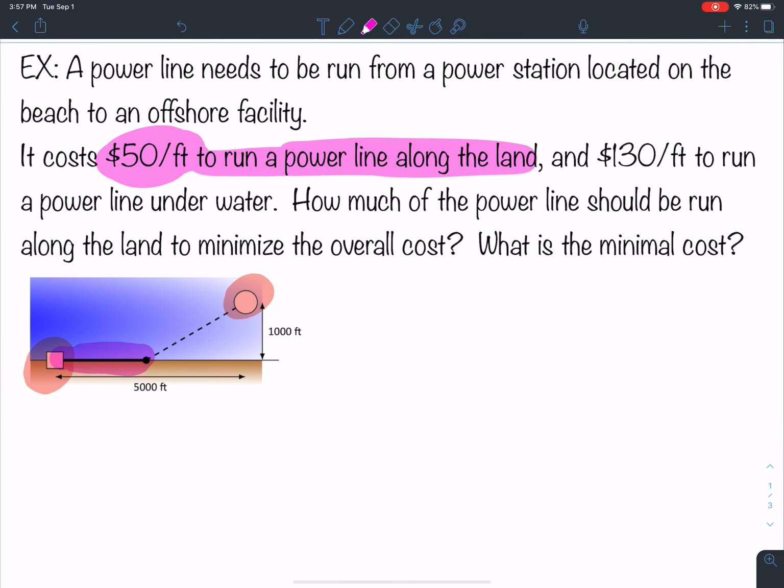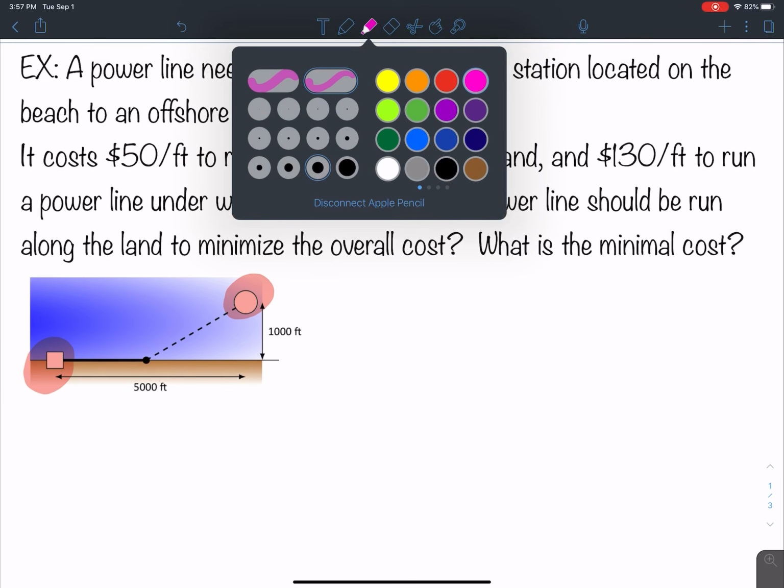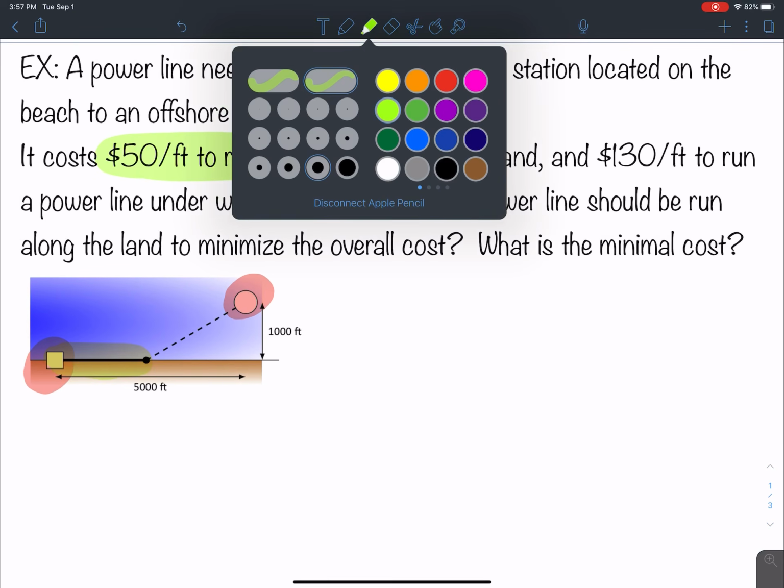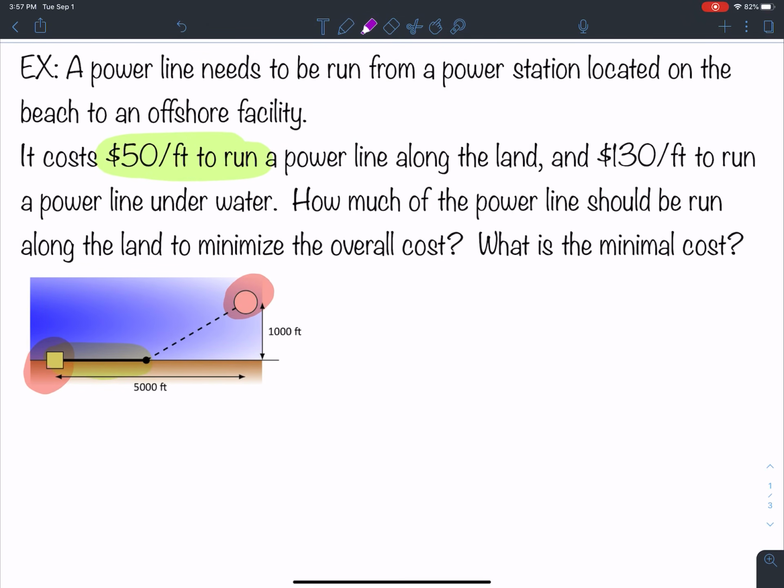So $50 cost here. Let me do a different color so you'll be able to tell the difference here. So $50 along the land here. And then the cost to run it through the water here is $130. Okay? So anytime you've got a business, you want to minimize your overall cost, right?